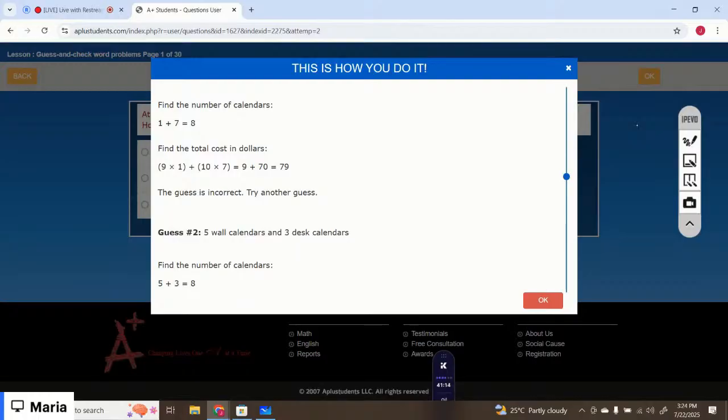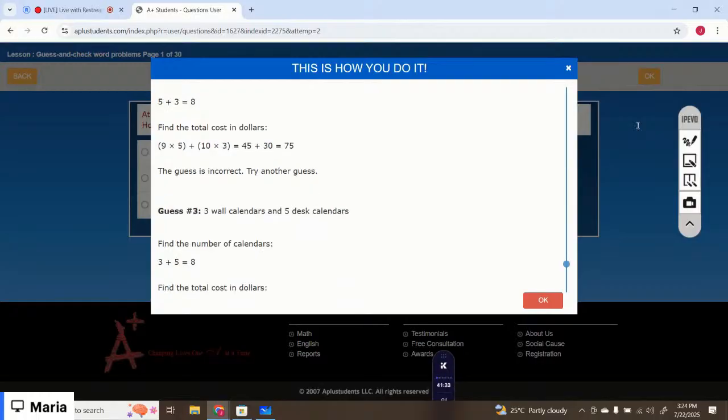So 1 plus 7 equals 8. That means the total calendars are 8. Now just look at the cost. 9 times 1, because the price of the calendar is 9, and 10 times 7, that is 79. So if they are 5 and 3, 10 times 3 equals 30 plus 45, that is 75, which is not the correct one.